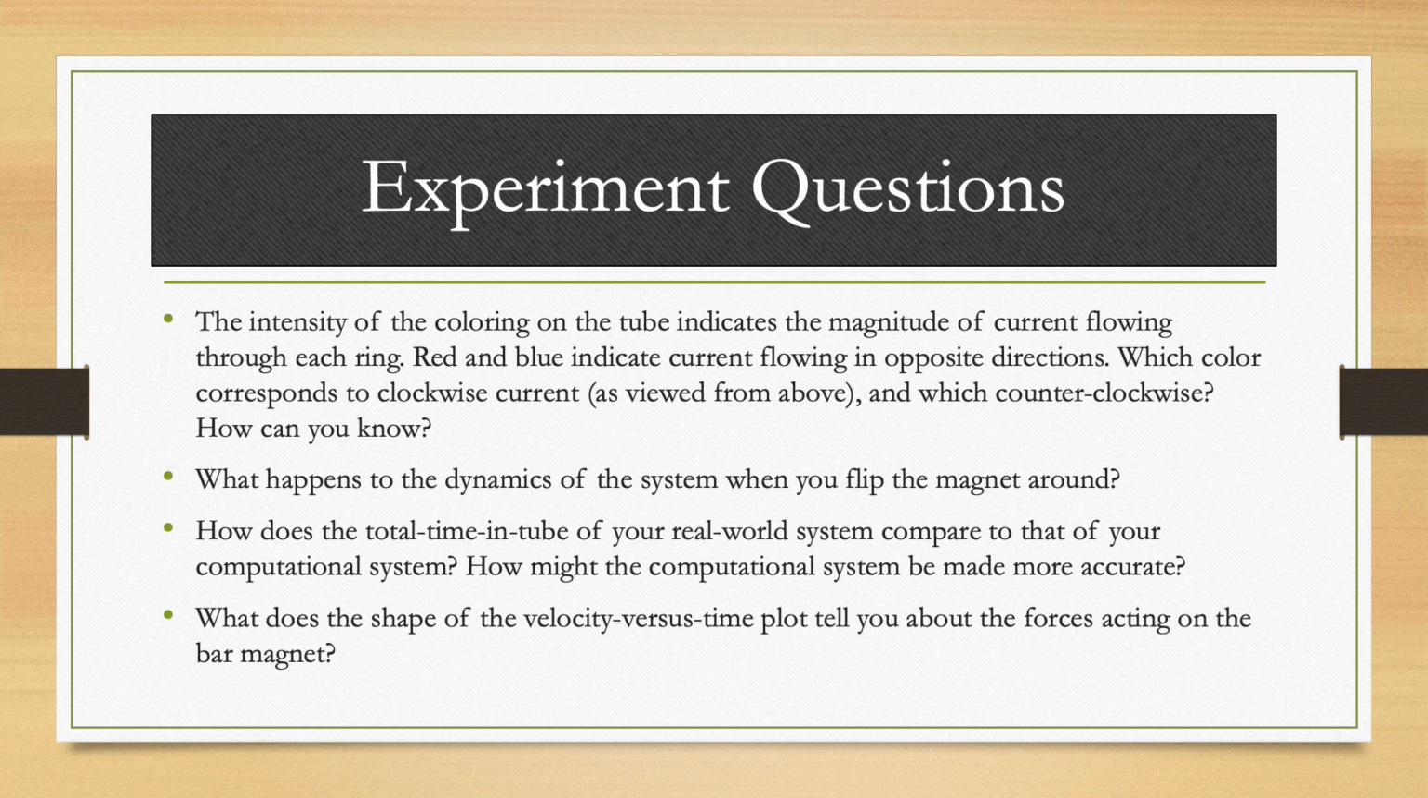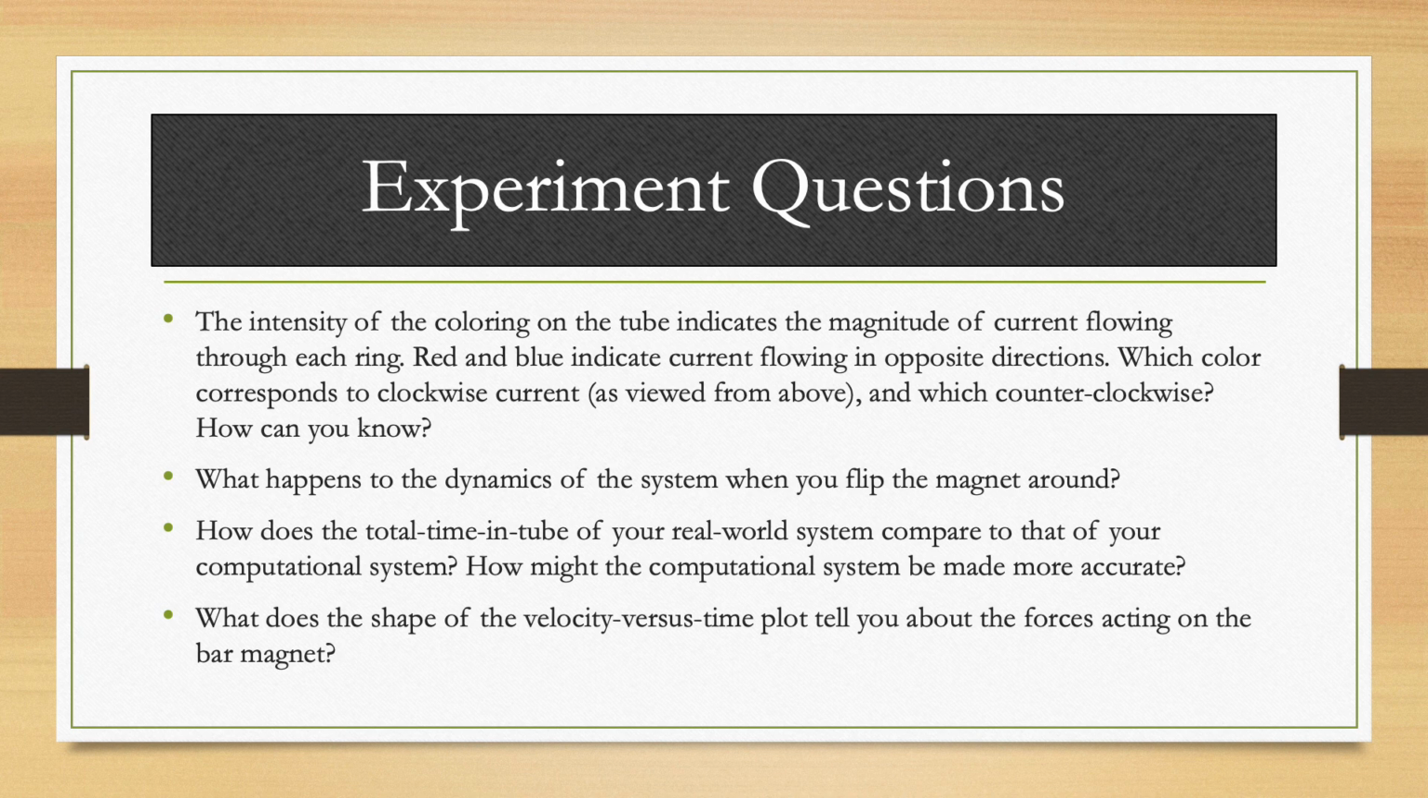What happens to the dynamics of the system when you flip the magnet around? Flipping the magnet would yield the same results, but the currents would be flipped. How does the total time in the tube of your real-world system compare to that of your computational model? Well, the time taken versus the time from the computational model is fairly off. The results were not very accurate.